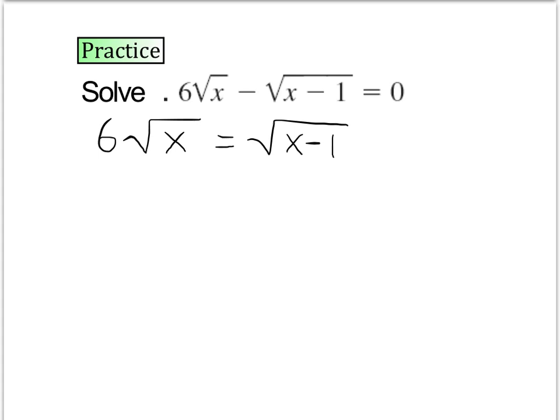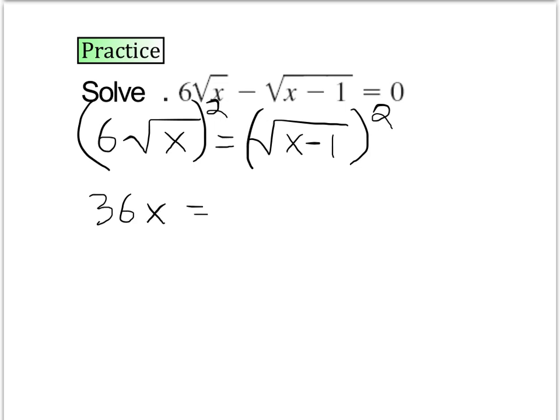I know that I want to get the x's away from the radical, so I want to raise both sides to the same power. I want to square both sides. Now, if we were taking the cube root of x on both sides, I would raise to the third. But since it's just a square root, I square both sides. So now when I do this, I end up with 36 times x equals x minus 1.